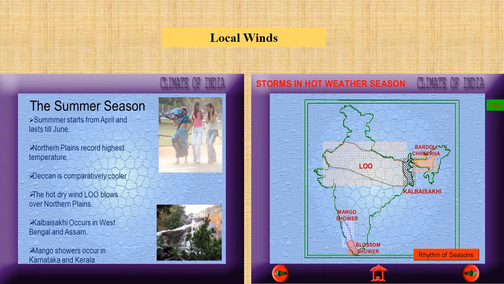Go to the left hand side on the screen. The slide talks about the summer season. These local winds come in summer season. So the summer season starts in the month of March itself and it is till the June month. The northern plain will record the highest temperature. Deccan Plateau will be comparatively cooler as it has moderating influence of the sea. The hot dry winds, Loo, will blow over northern plains. Kal Baisakhi will blow in West Bengal and Assam and mango shower will occur in Karnataka and Kerala. Let's go to the next slide.